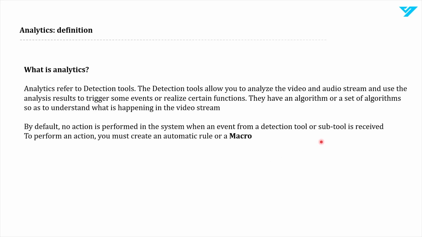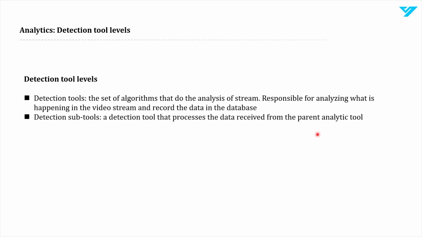Now that I mentioned detection tool or sub-tool, I'm going to introduce detection tool levels. So actually for detection tools, we have two levels. The first level is the detection tool itself. This is the set of algorithms that do the analysis of stream. It is responsible for analyzing what is happening in the video stream and record the data in the database.